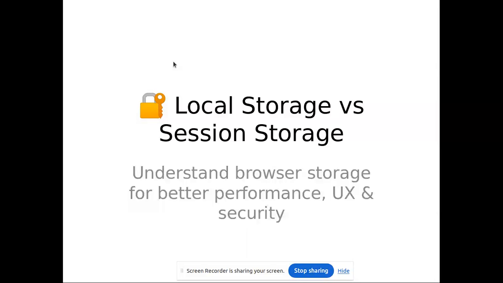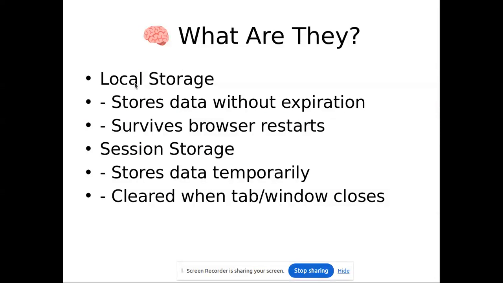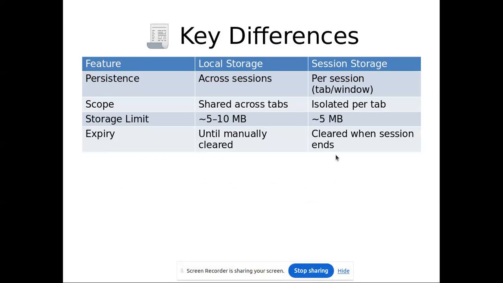Let's get started. So what are they? Local storage stores the data without expiration and survives browser restarts. Session storage stores the data temporarily, and it is cleared when the tab or window closes. Key difference: persistence, like how long they stay. Local storage persists across sessions, and session storage lasts per session, tab or window.